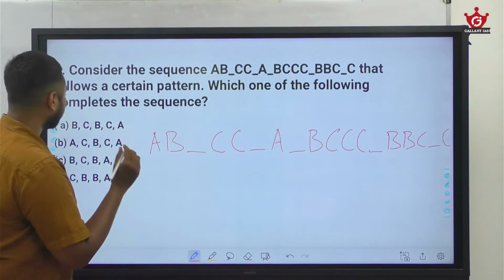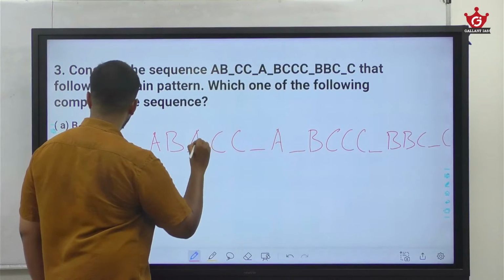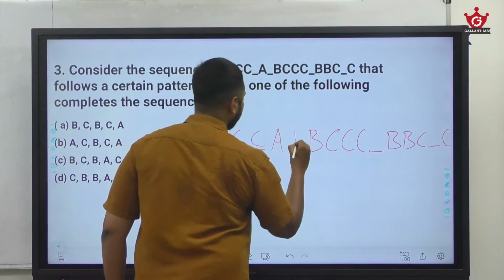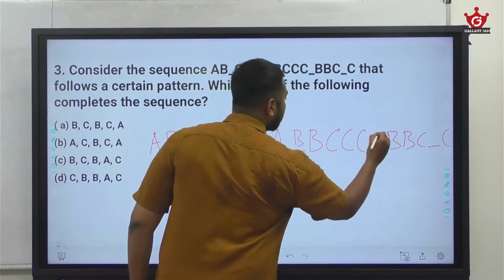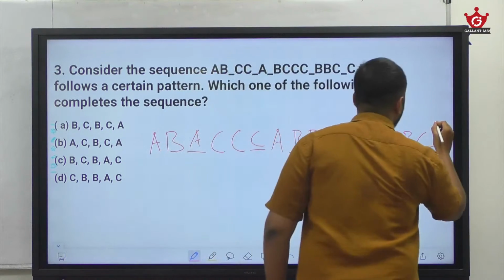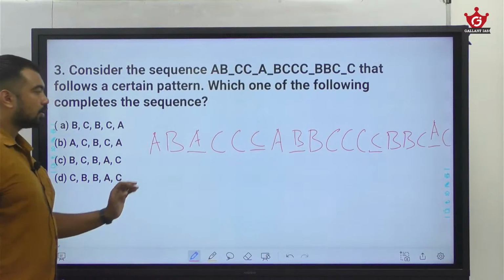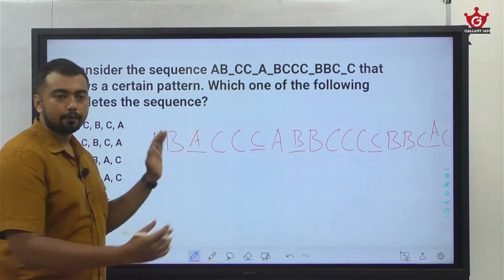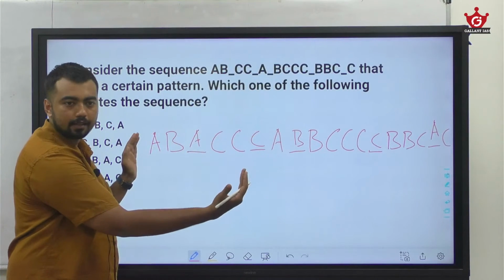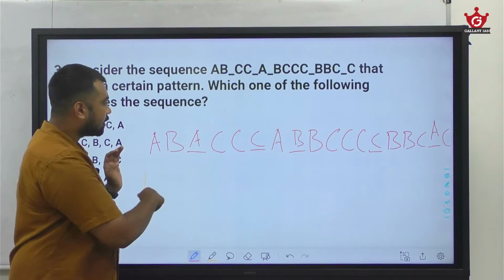So let's apply the second option. There is A, C, B, C and A. So is there a coherent pattern for the whole of 18 letters here? No. So let's divide it.